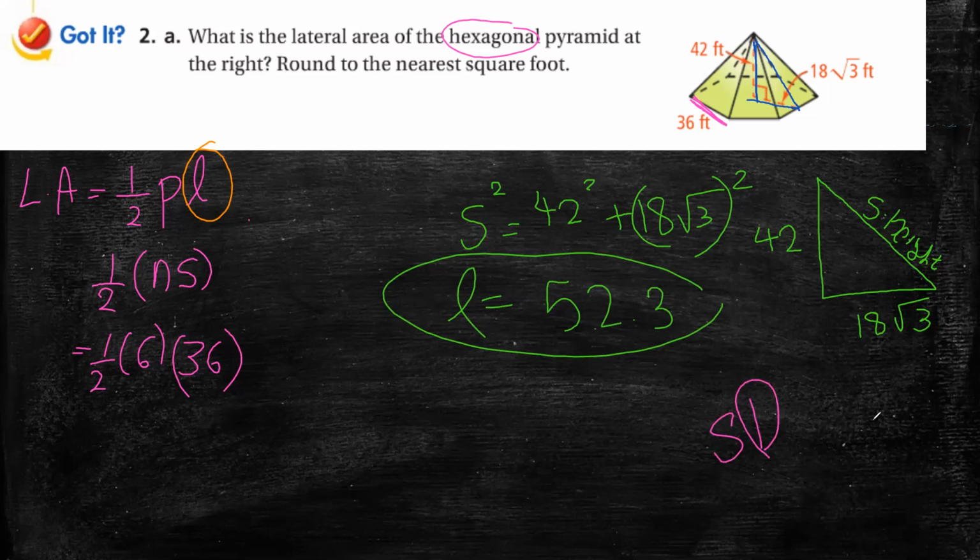Now, here it is. It would be 52.3 feet, right? If we just say the little slant, I need only the 52. Then this 52, multiply it by 36, by 3, the answer is 5,648.4 square feet.